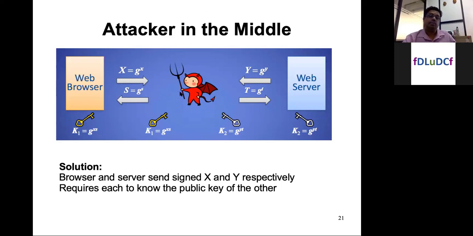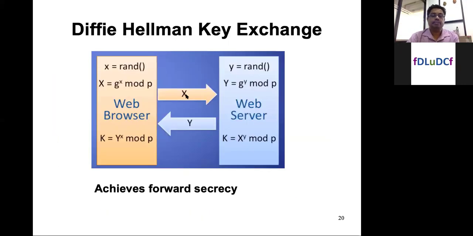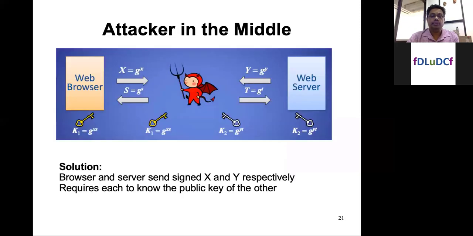If we somehow preserve the integrity of the communication between the web browser and the server, we can stop this man-in-the-middle attack. How do we do it in the web? In the web, we use what we call digital signatures to stop the man-in-the-middle attack. That means we are combining Diffie-Hellman key exchange with RSA. RSA is the major protocol to provide signing facilities for electronic documents.